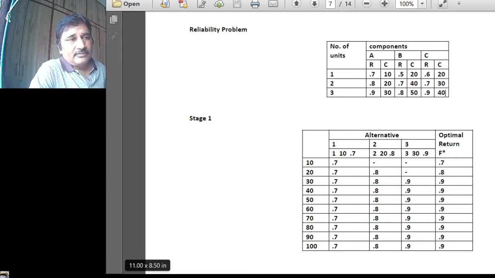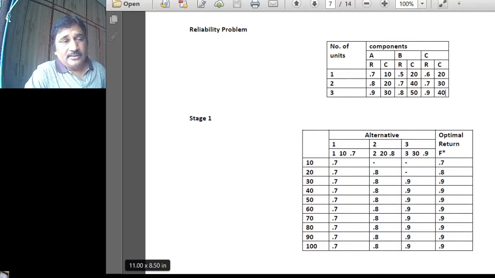Then here are the alternatives. These are the states. So what will be the states? Now, as you know, states are the assumed limit of the constraint. I have the limit of 100 rupees. I have to design the circuit in 100 rupees. It should not cost more than 100 rupees. So what I'll be doing, I will be taking this constraint limit. I'll be assuming various constraint limits like 10, 20, 30, 40, 50, 60, 70, 80, 90, and 100.